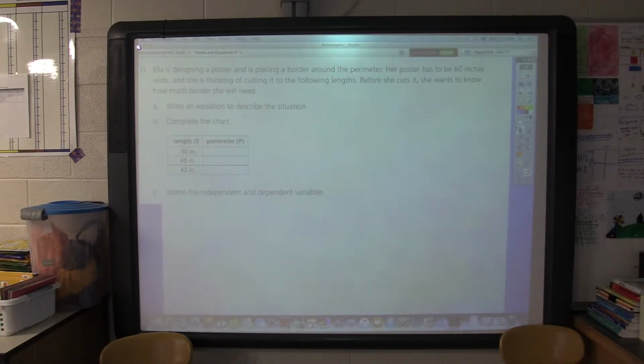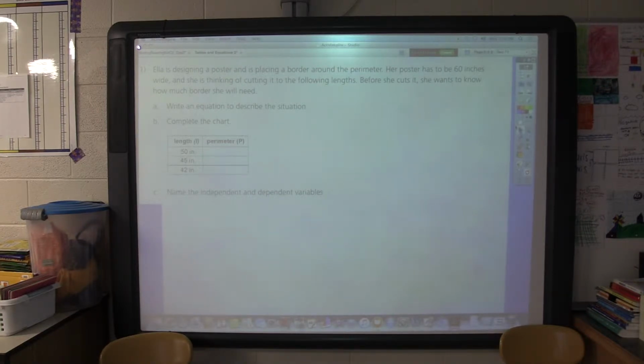Number one says, Ella is designing a poster and is placing a border around the perimeter. Her poster has to be 60 inches wide, and she is thinking of cutting it to the following lengths. Before she cuts it though, she wants to know how much border she will need. A says write an equation to describe the situation. B says complete the chart, and that chart's going to be our model. That's going to go along with thinking like a mathematician, number 4. And C says name the independent and dependent variables.